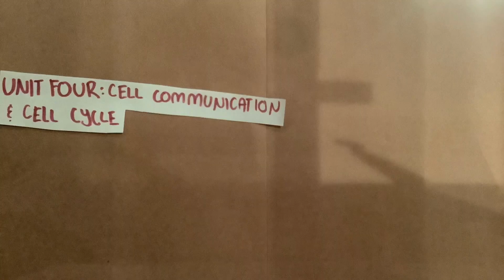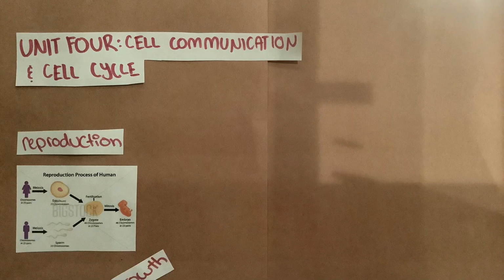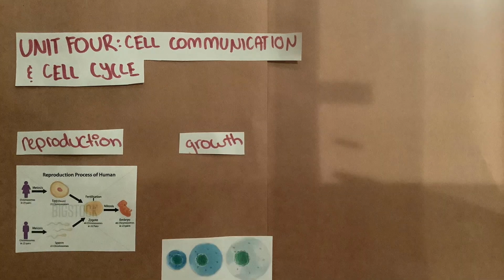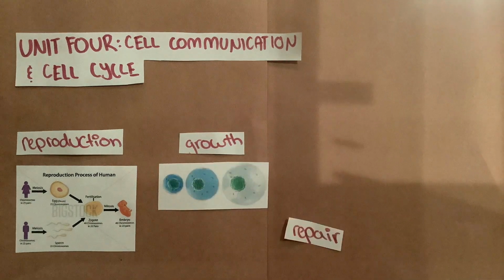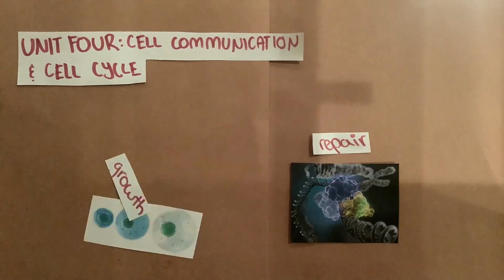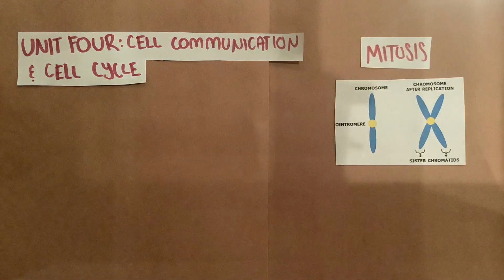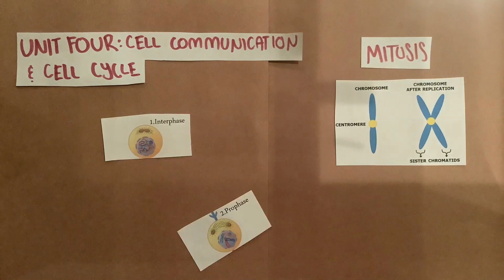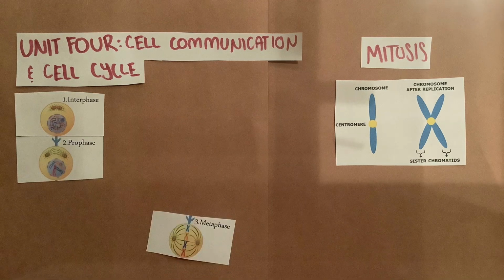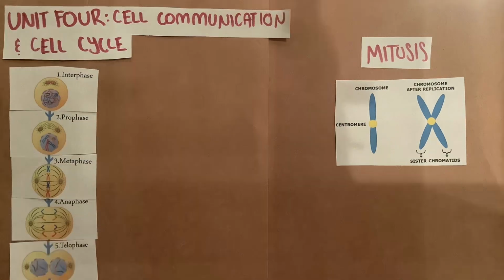Unit 4, Cell Communication and Cell Cycle. Cells divide for the sole purpose of reproduction, growth, and repair. Mitosis describes the process of duplicating one's chromosomes in efforts to create an exact copy of genetic material. Mitosis has 5 phases, including interphase, prophase, metaphase, anaphase, and telophase. Next, the regulation of cell division is composed of 3 major checkpoints, G1, G2, and the spindle checkpoint.